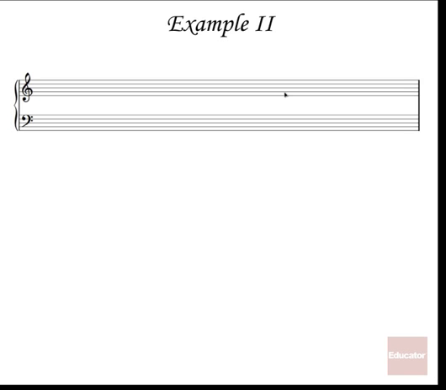Okay, for our second example, let's say we're asked to do the same thing in minor. So let's practice a bass line in minor. So we can go from A, D, and then E, A.